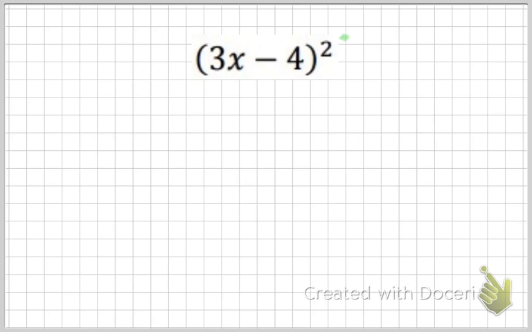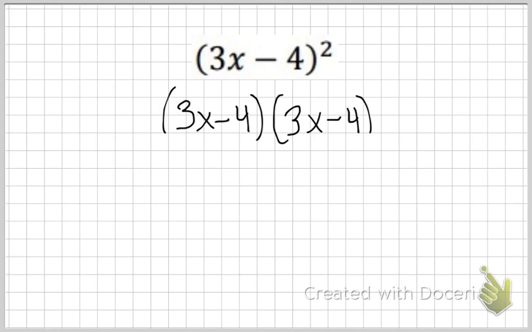So again, in this problem, we have that power of 2. So what does it mean? That we have 2 copies of that binomial. So we need to write exactly 2 copies of it. FOIL method. 3 times 3 is 9. X times x, x squared. So 3x times 3x, 9x squared.